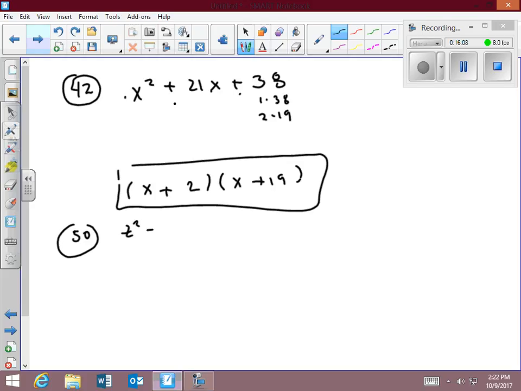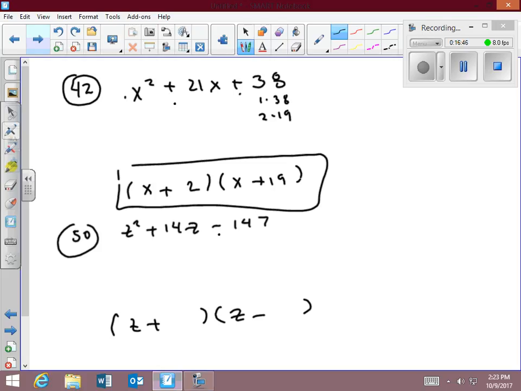Z squared plus 14z minus 147. Polynomial, descending order, leading term positive, no common factor. It's not a special case. It's a trinomial, go down. Pair of binomials. The leading numerical coefficient of the z squared is 1, so it's just a z and a z. Opposite signs. Now, that means that 14 has got to be a difference of the integer factors of 147.